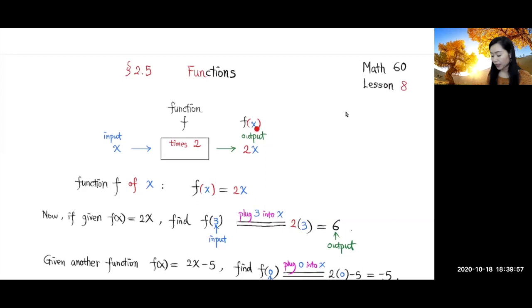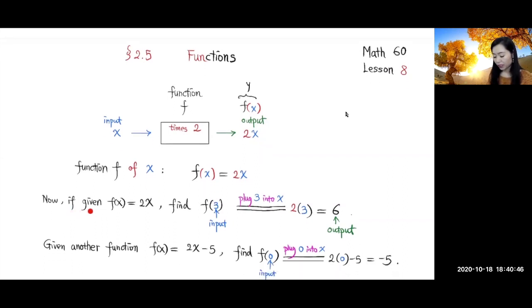So f parenthesis x. Kind of like a gift wrapping right here. After this function, you wrap this x inside, f of x over here. And sometimes you can think about this like the y. So in this case, the output here is 2x. If the input is x, after this function, then the output is going to be 2x. So this is called function f of x. This is read as f of x is equal to 2x.